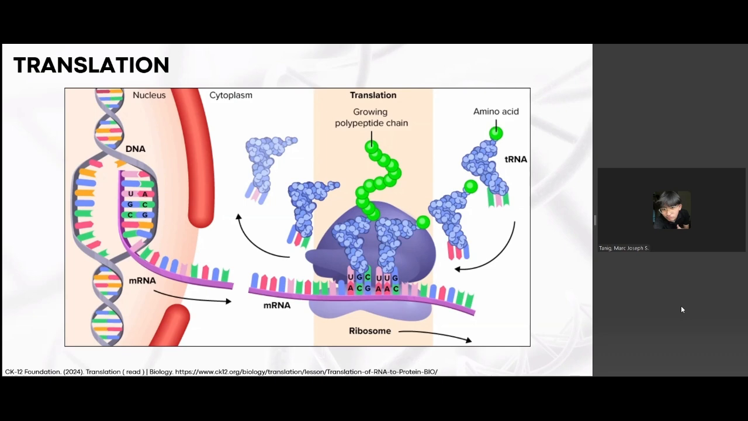This features three binding sites for tRNA: the A site, or aminoacyl site, which is the entry point of the charged tRNA; the P site, or peptidyl site, which holds the tRNA with the growing peptide chain; and lastly, the E site, or the exit site, which is the site from which empty tRNA exits.